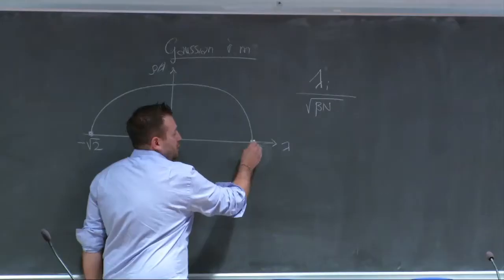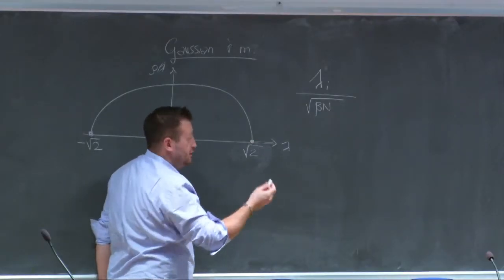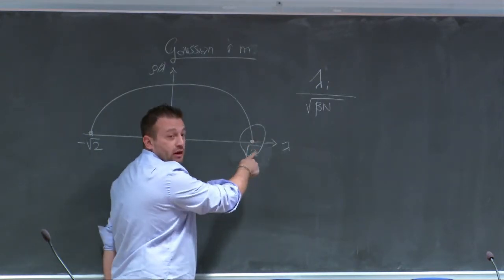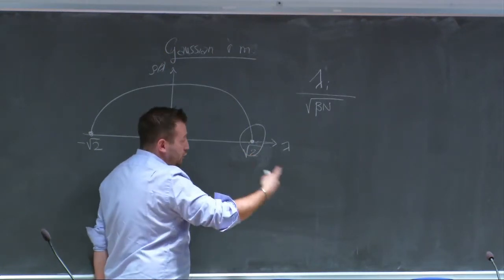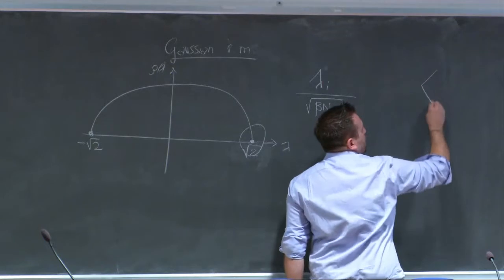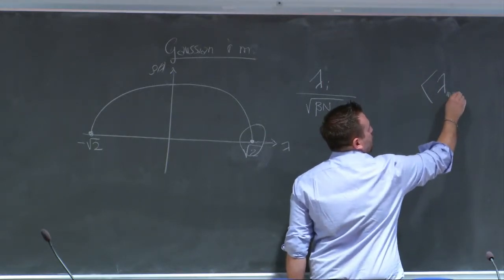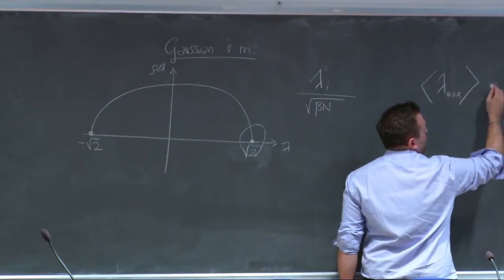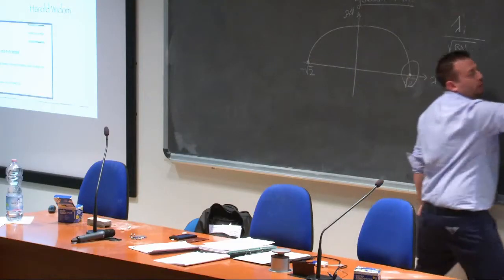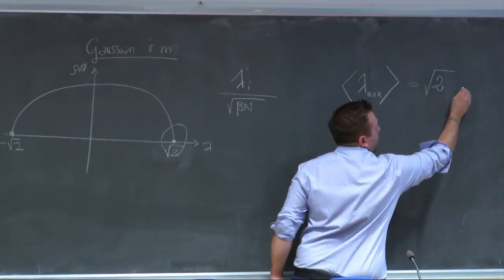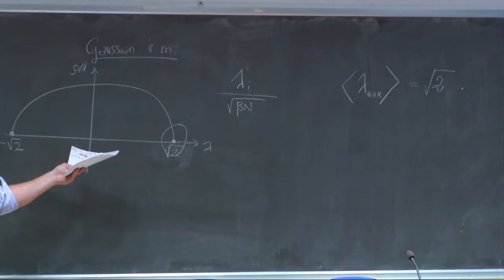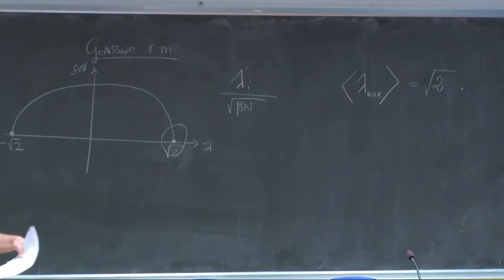Yeah, so this is the edge of the semicircle, so it is, in some sense, to be expected that the largest eigenvalue will be situated around this position, right? Actually, we can prove this, but we will just assume that this is true. So the average of the largest eigenvalue of Gaussian matrices, once this rescaling has taken place, will be at root 2. Now, what about fluctuations around these values? So, for example, what about the standard deviation?